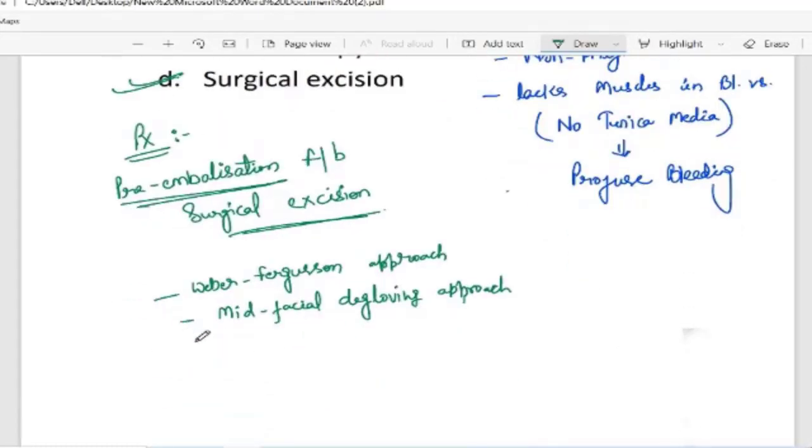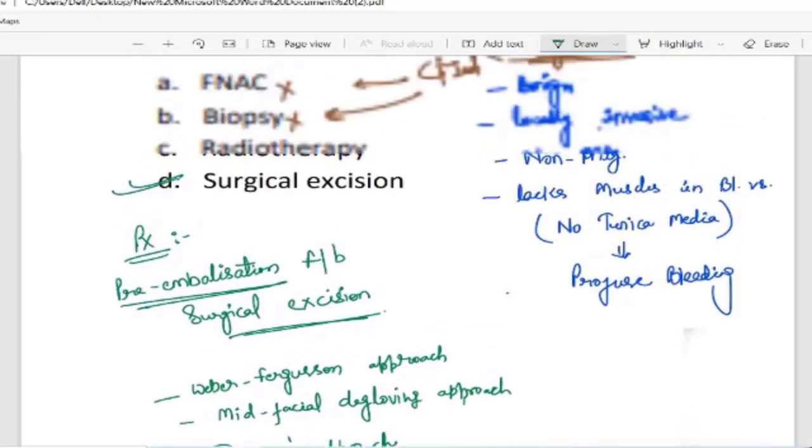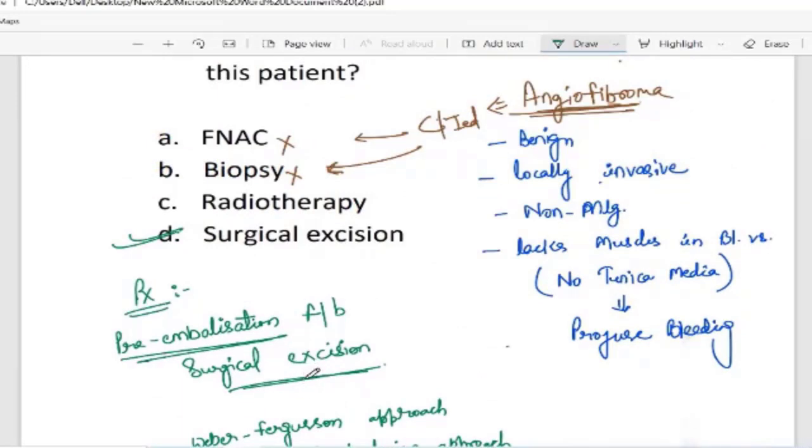Nowadays, what we are practicing is Denker's approach, by endoscopic route. The treatment of choice is pre-embolization followed by surgical excision. Radiotherapy is only used whenever there is intractable tumor with intracranial extension. The tumor is going in the brain. There is recurrence, multiple time recurrence of the disease, and the tumor is extending, going in the brain.